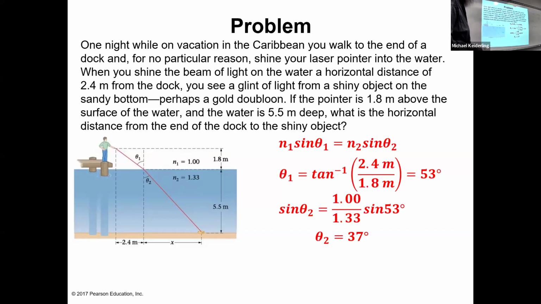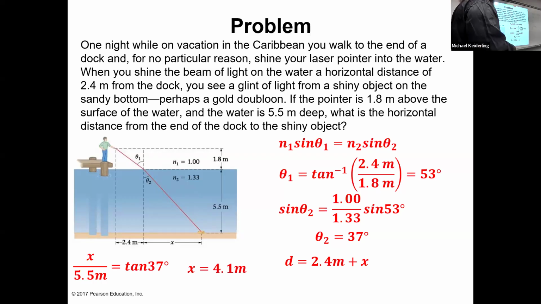And knowing that theta 2 is 37 degrees, we can then find x, because the tangent of theta 2 will equal x over 5.5 meters. So x equals 4.1 meters. So 2.4 meters plus x is the distance. That will be 6.5 meters. Any questions? It's mostly just a bunch of geometry on top of that straightforward equation.